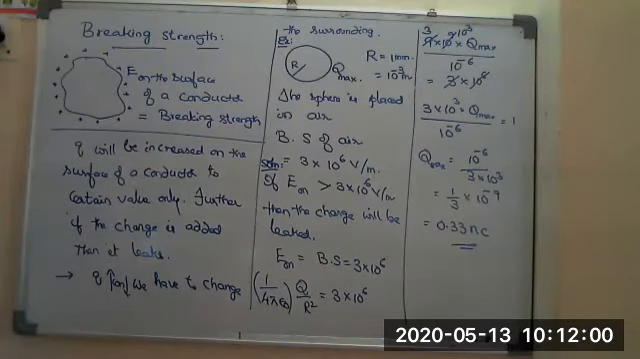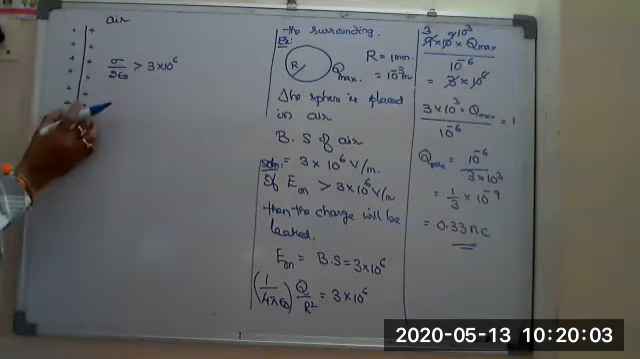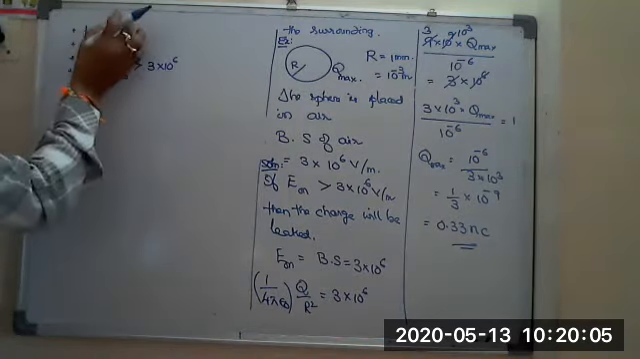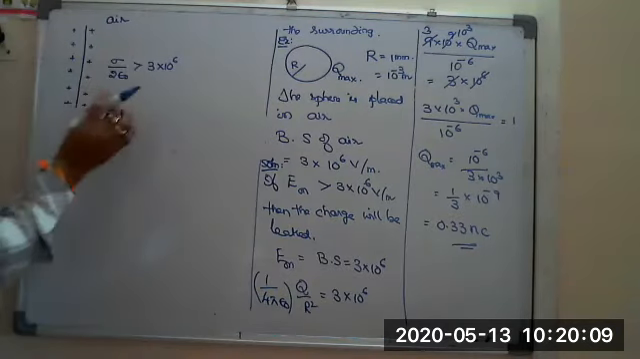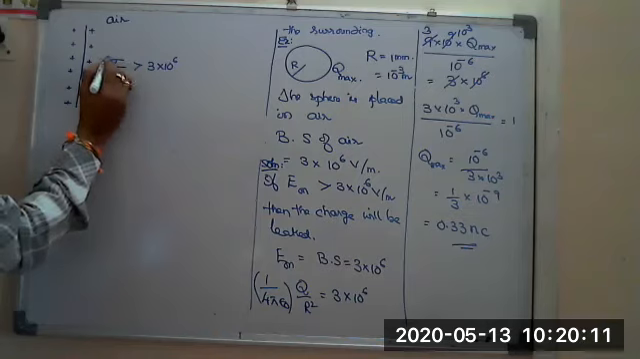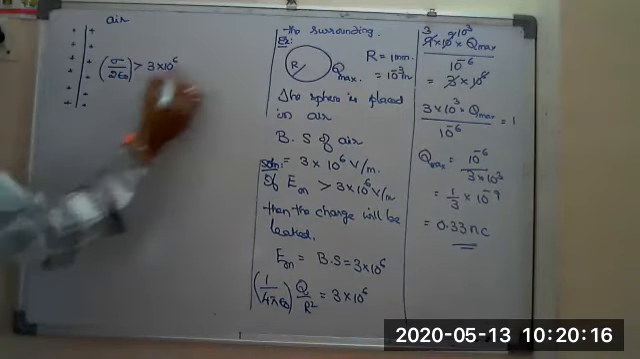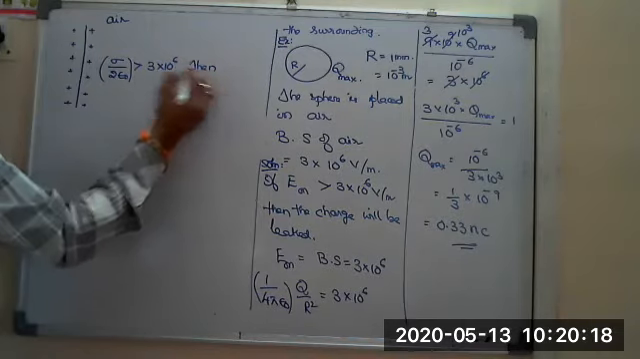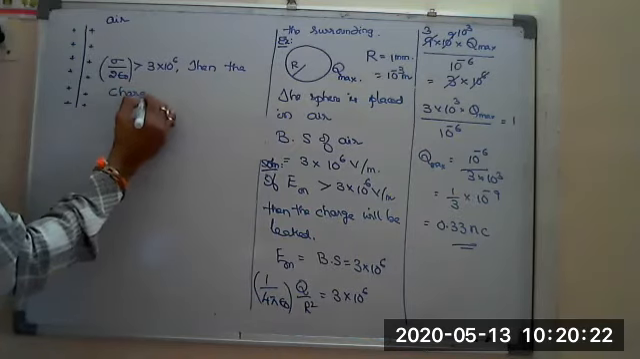Understood? So here what I am asking, suppose this is one charged plate, and I am not changing the surrounding medium. So if the field intensity on the charged plate is greater than 3 into 10 power 6, then what happens? All of the charge leaks into air.